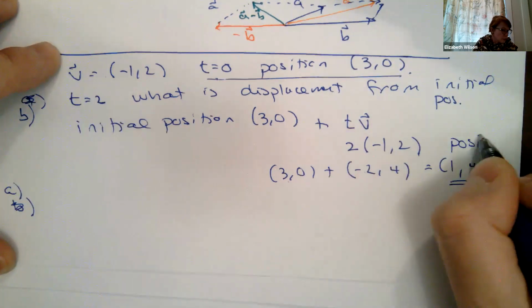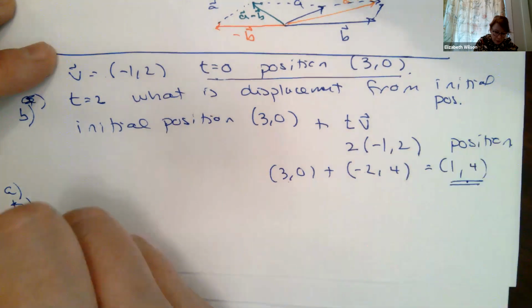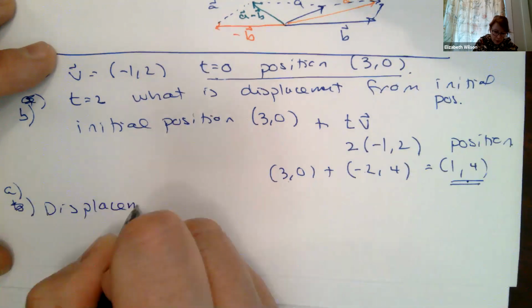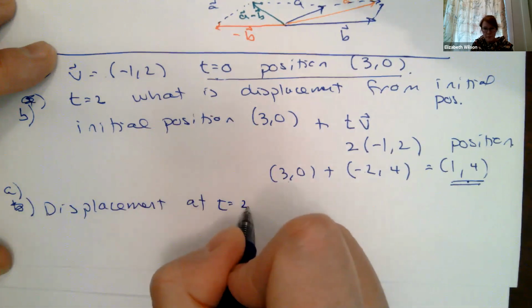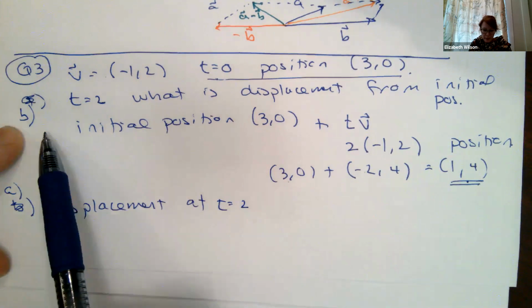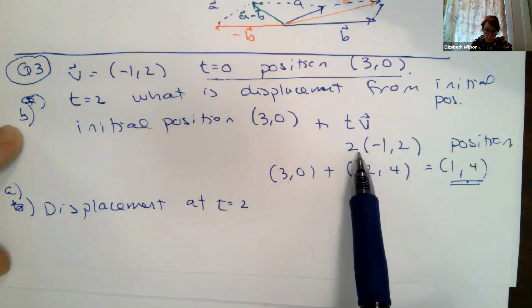Okay, and then we want to talk about displacement. I got ahead of myself. Displacement at time t equals 2. So I answered part B first. So part B was our position after we were displaced by this amount. Okay, at time t equals 2, we were at this final position at 1, 4.